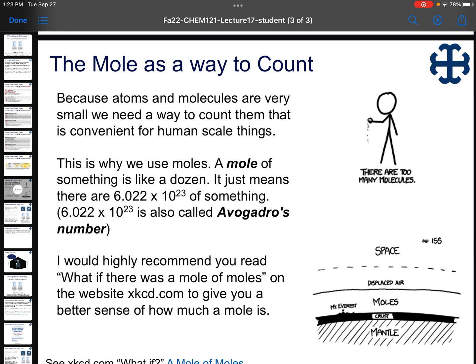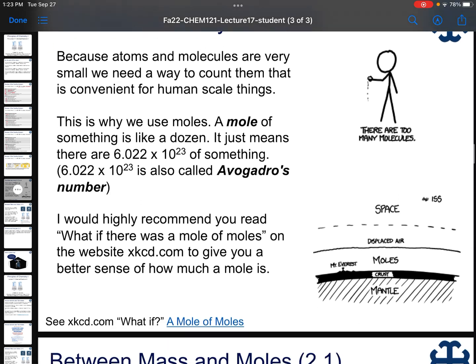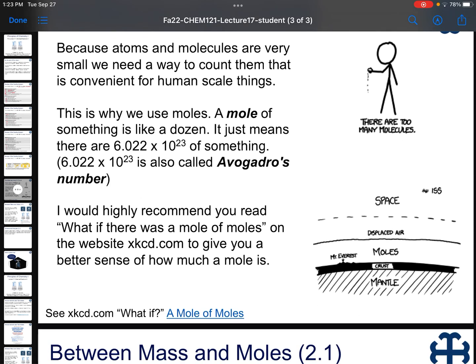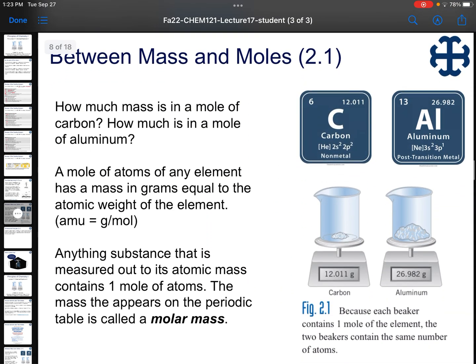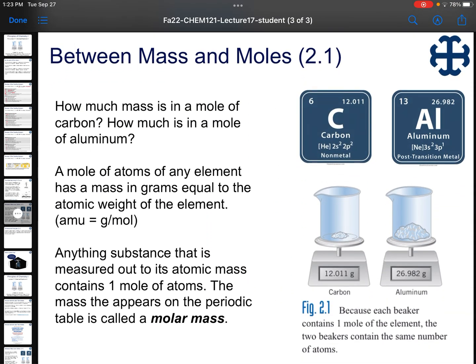Just as an aside, I would highly recommend you read what would happen if we had a mole of moles, aka what would happen if we had 6.022 times 10 to the 23rd moles. This is just a little preview from a blog, and so I have it linked there. I would recommend reading that if you have not already. It's pretty funny.